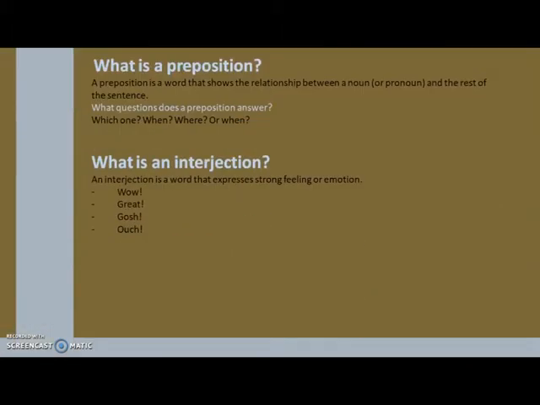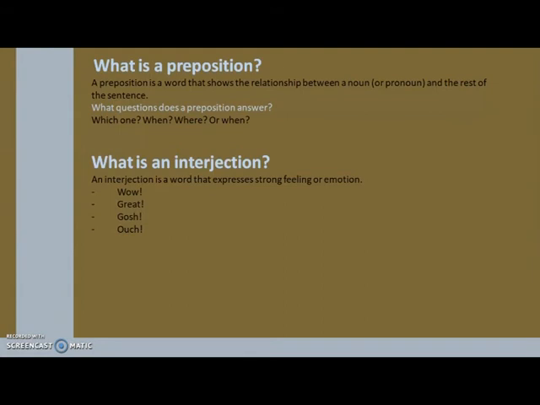Another part of the speech is preposition. What's a preposition? Well, it's a word that shows the relationship between a noun or pronoun and the rest of the sentence. What question does a preposition answer? Which one? When? Where? Those are the questions that a preposition answers. For example, on page 68, they have examples of these ones, and it says the squirrel ran up, down, or around the tree. The end is under, by, or in front of the bottle. And this is how we use prepositions.